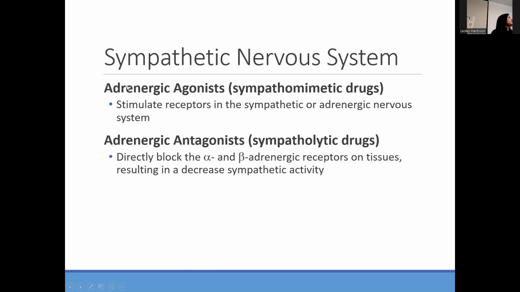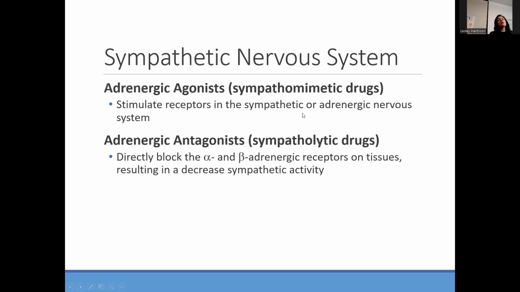Adrenergic means it's part of the sympathetic nervous system. It works on an alpha or beta receptor, and it's an agonist. It's creating that response, so they call them sympathomimetic drugs. If it's an adrenergic antagonist or a blocker, they call it sympatholytic drugs.